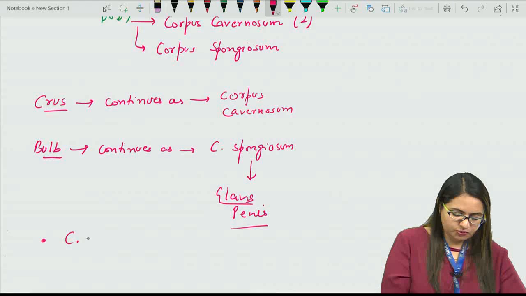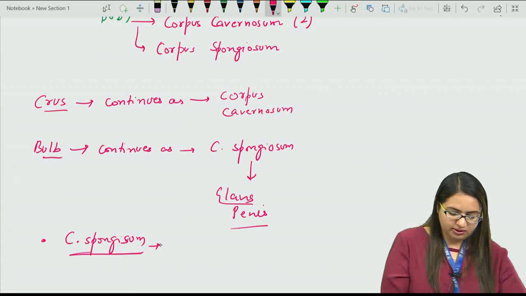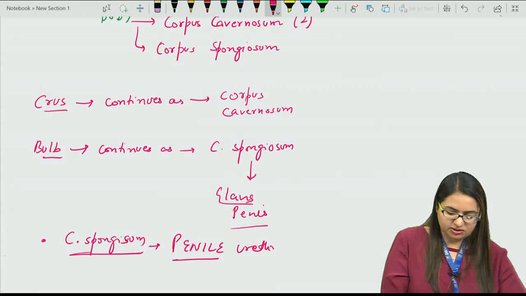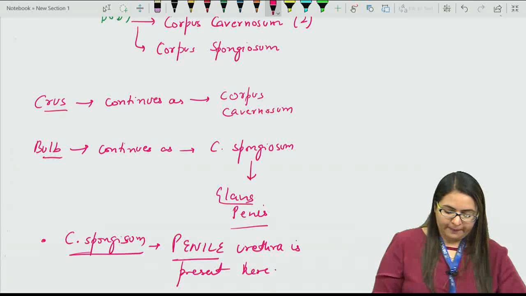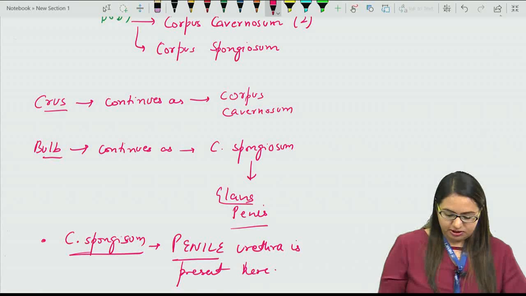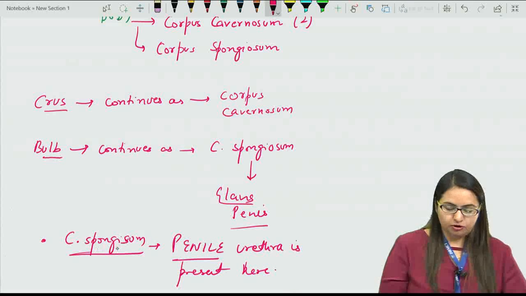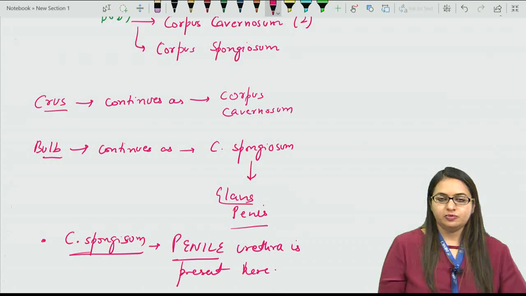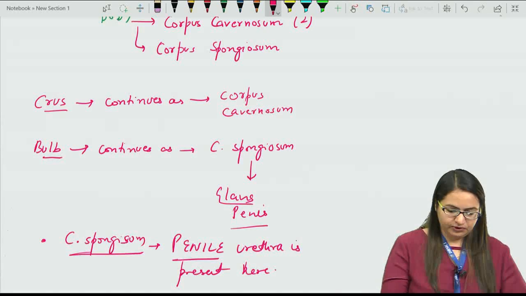Now within the corpus spongiosum, the urethra is present over here. The penile urethra is present within it. For the urethra, we are having anterior parts and the posterior parts. The anterior part, the penile urethra, is present in the corpus spongiosum, and the rest of the parts are pre-prostatic, prostatic, and the membranous parts, which are included as the posterior urethra.